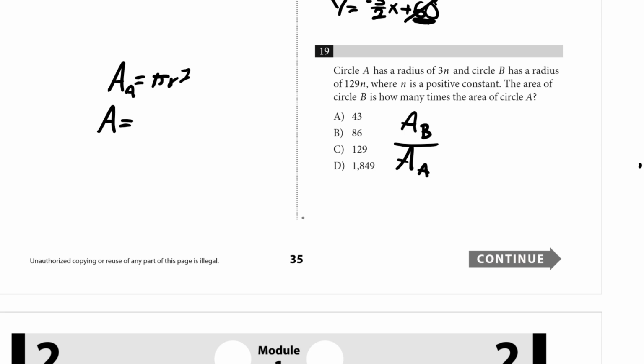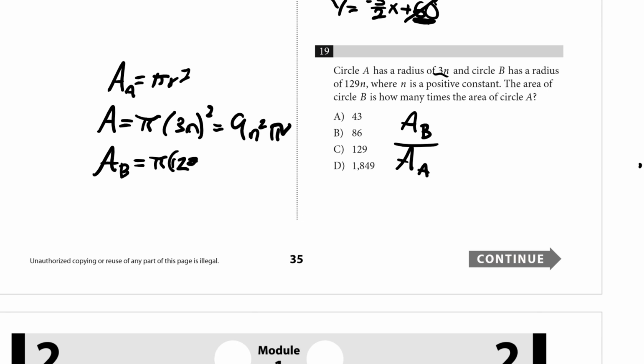We know that the radius is 3n, so it's going to be pi times 3n squared, which gives us 9n squared times pi. We're going to do the same for the area of circle B. It's going to be pi times 129n squared. The area of circle B is 129 times 129, which is 16,641 n squared times pi.